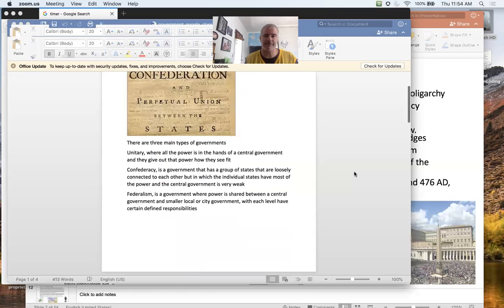And then the third is called federalism. Federalism is when there's shared power between the state and the localities. There's multiple layers of government. And that's what we have. In our government, we have a federal government in DC, state government in Sacramento, county government for LA County, city government for the city of LA.